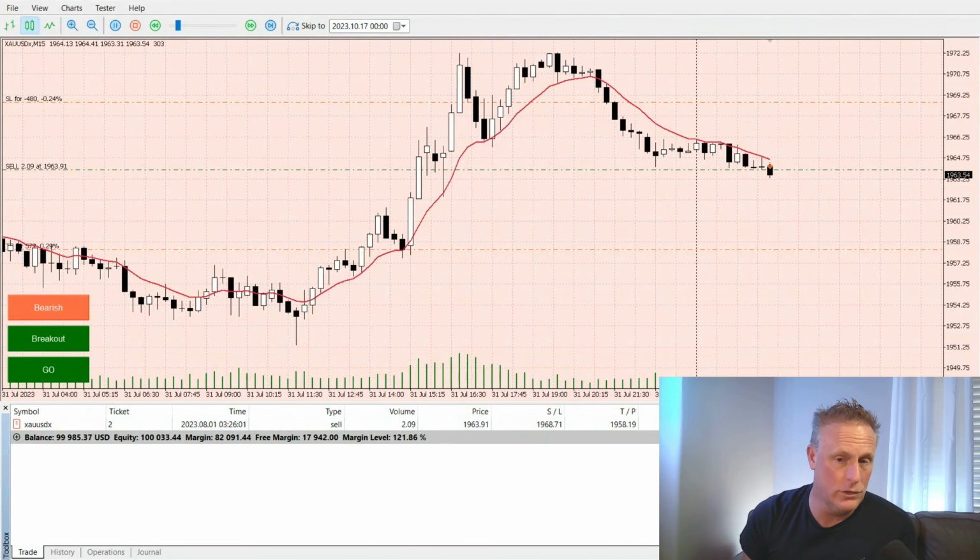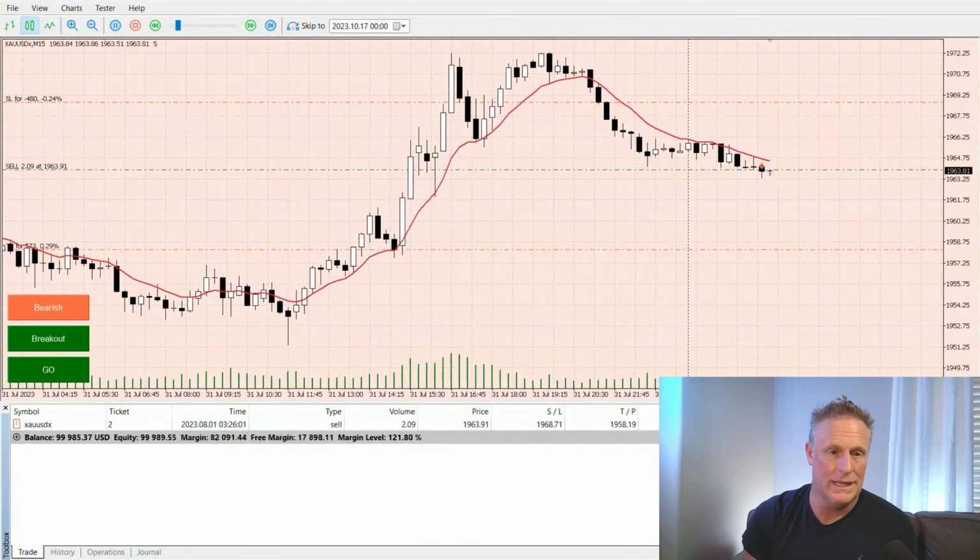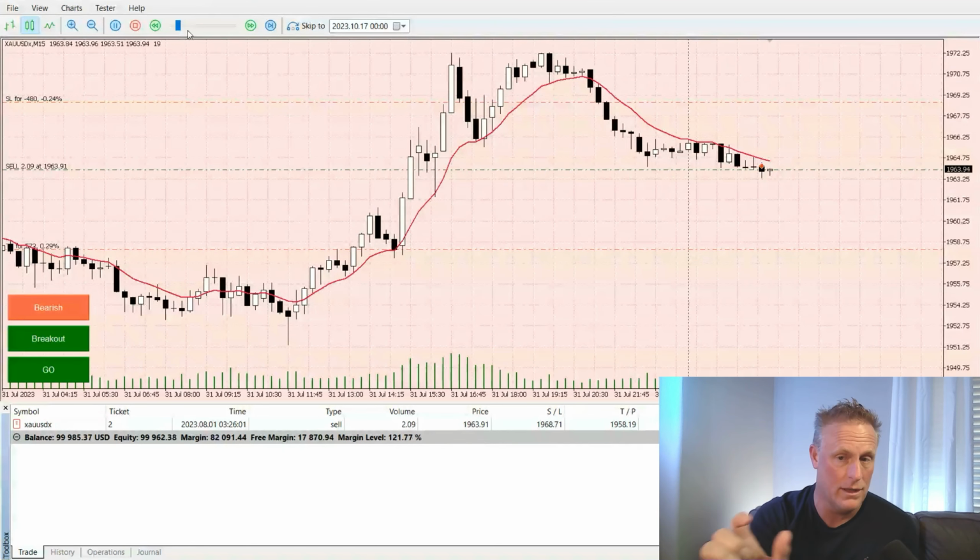Now, how did I know to do a bearish breakout right here? Well, if you look at the 10 EMA, that red line that's on the chart, that gives me some insights into the trend. Is it trending up or trending down? It's trending down. It's not super steep just yet. But ultimately, I'm in the trade and I can go up here to the top and speed up or slow down the movement of the candles.